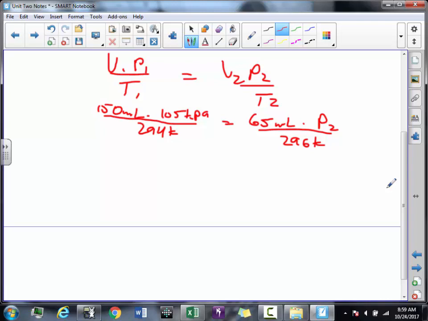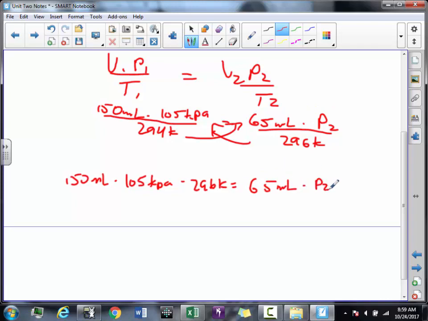What's the key to solving a rational? You need to cross multiply. Yeah. Okay. So cross multiply like this one up here. And if you get it, you can also divide by the 65. But if you want me to show you all the steps, you now are taking 150 milliliters, timesing by 105 kilopascals. The 296 is also coming up. Then over here, the 65 milliliters is there, the pressure is there, and the 294 is coming up this way. So that's the cross multiply bit.